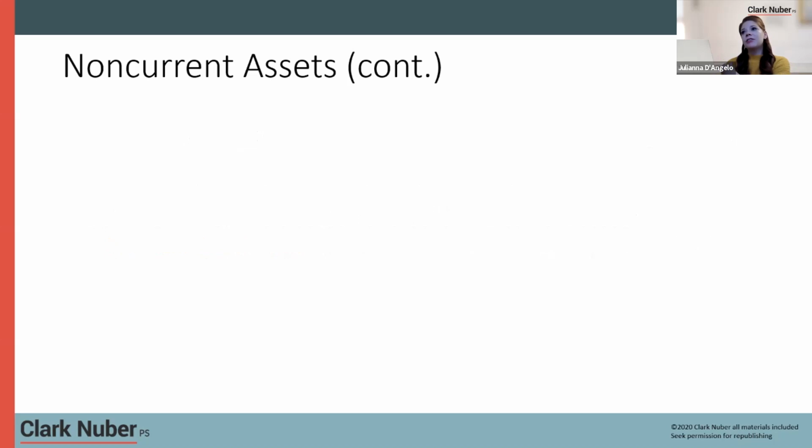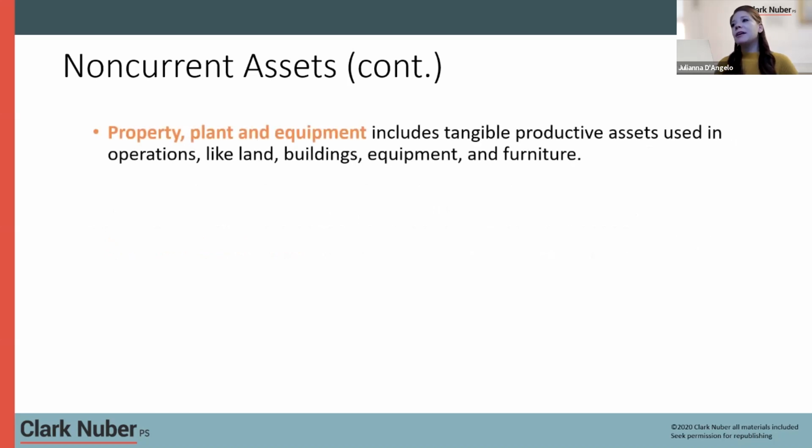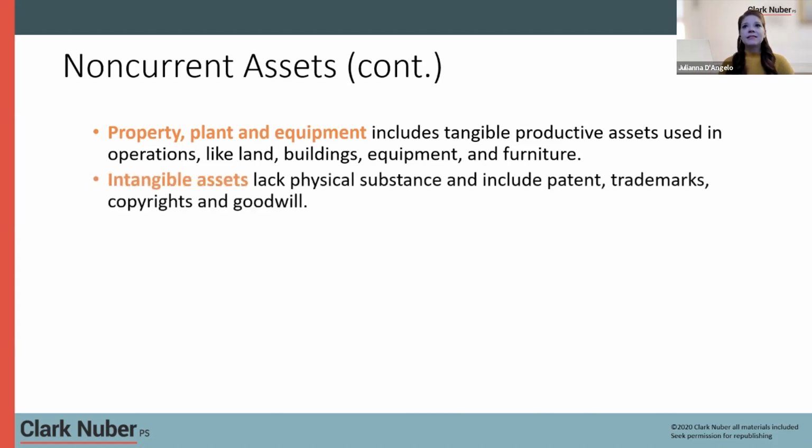And additional non-current assets are property, plant, and equipment, which includes tangible productive assets used in operations like land, buildings, equipment, and furniture. So this would include what David went over in his depreciation class. So the building, if you own the building that you're occupying for your business, that would be considered a fixed asset. And intangible assets lack physical substance, typically just on paper. But that's patents, trademarks, copyrights, and goodwill.